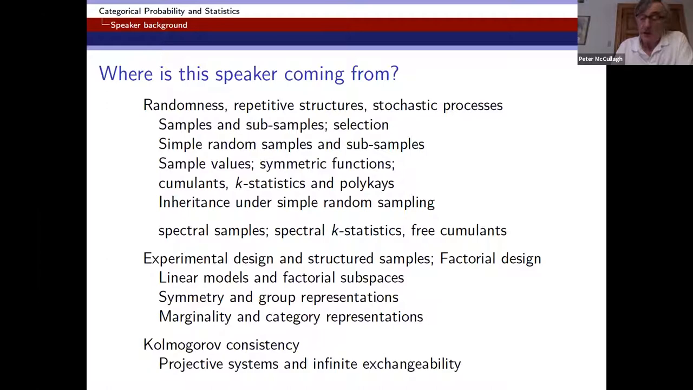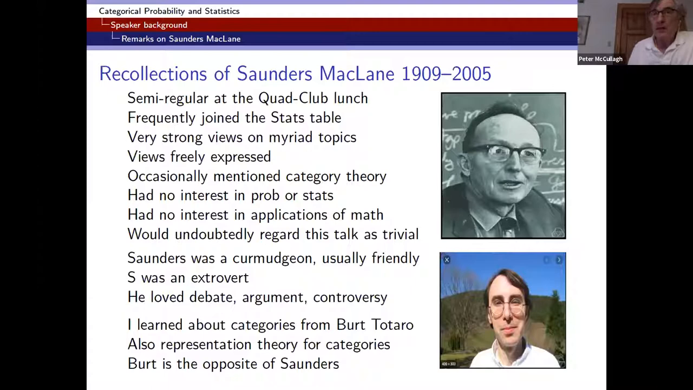Now, I should say I'm an applied statistician, always have been, but I've known Saunders Mac Lane for a number of years, and he was a regular. I thought I'd say a few words about my interactions with him. He was a regular at the Quad Club lunch table and frequently joined our statistics group. We had a regular table, and the math department did not, so he frequently joined our table. He was always free with his opinions, and occasionally he talked about category theory, although I never knew what it was about. He never seemed to have any connection with probability or statistics.